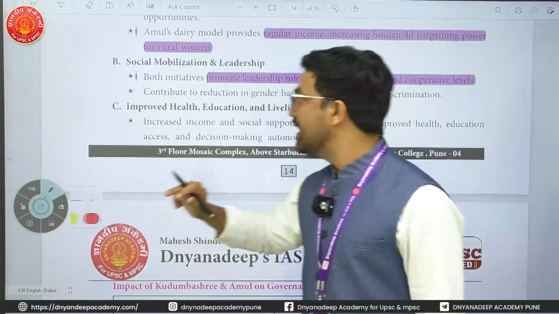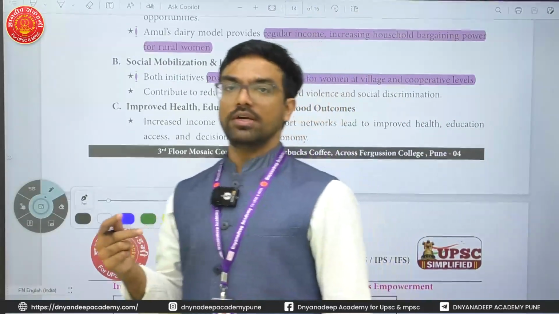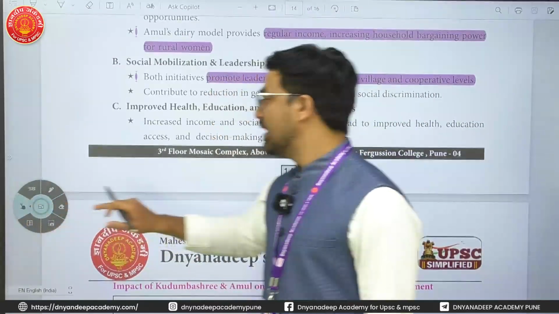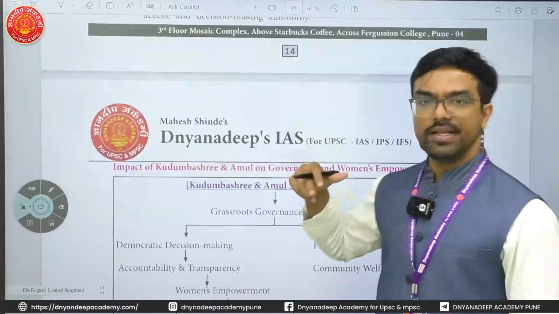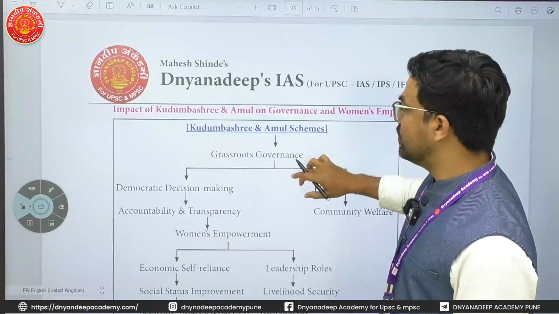It has also resulted in improved health, education and livelihood outcomes, because when women are economically empowered, there are fewer chances of domestic violence. They are spending their earnings on education and health. That's why it has resulted in improvement in health and education standards.